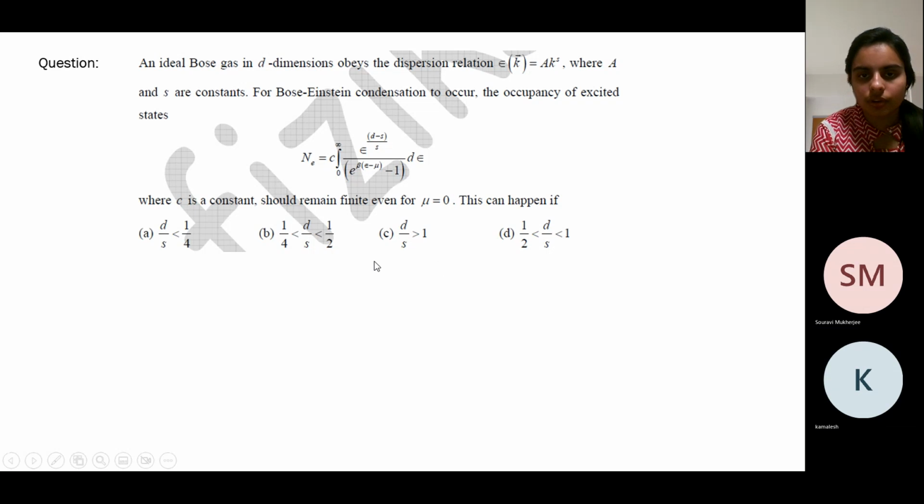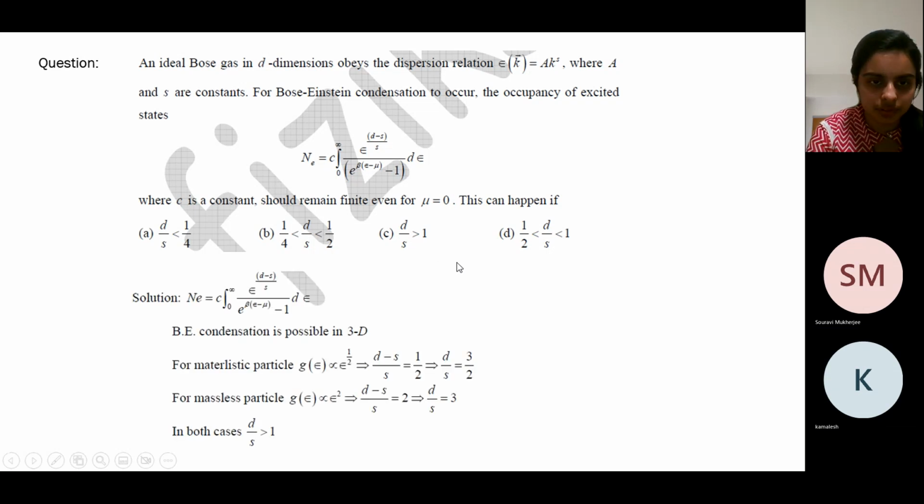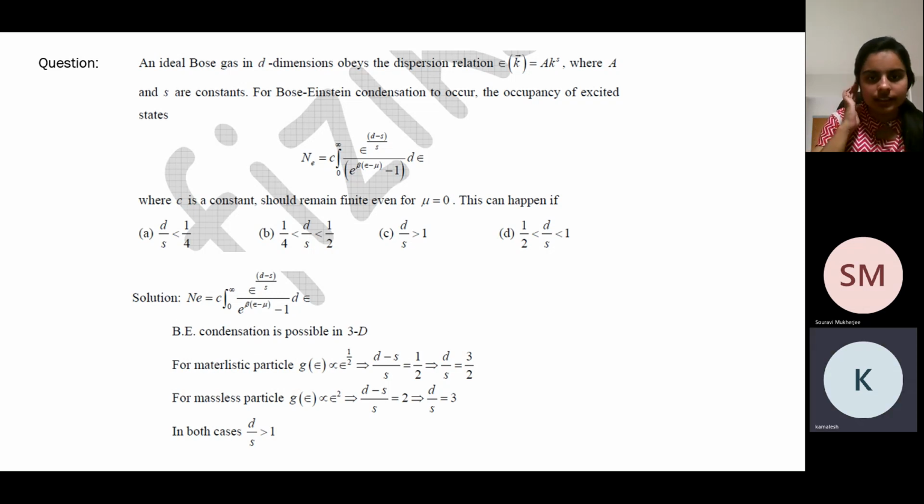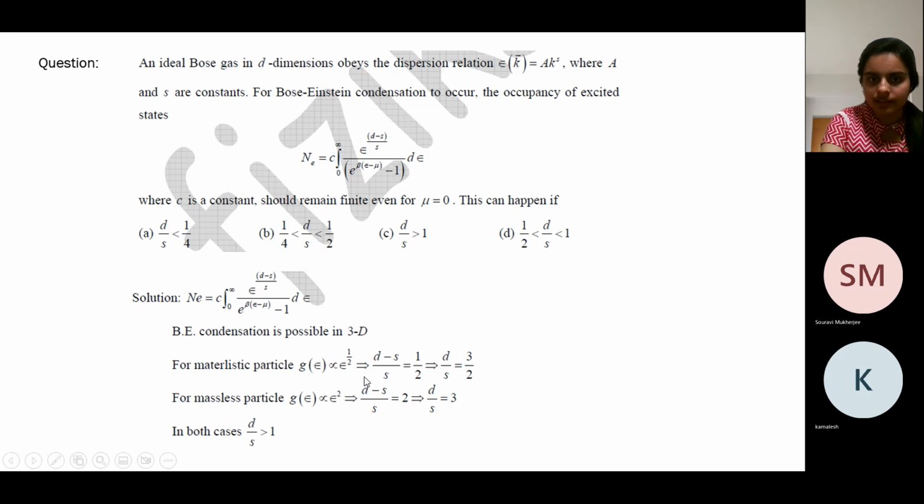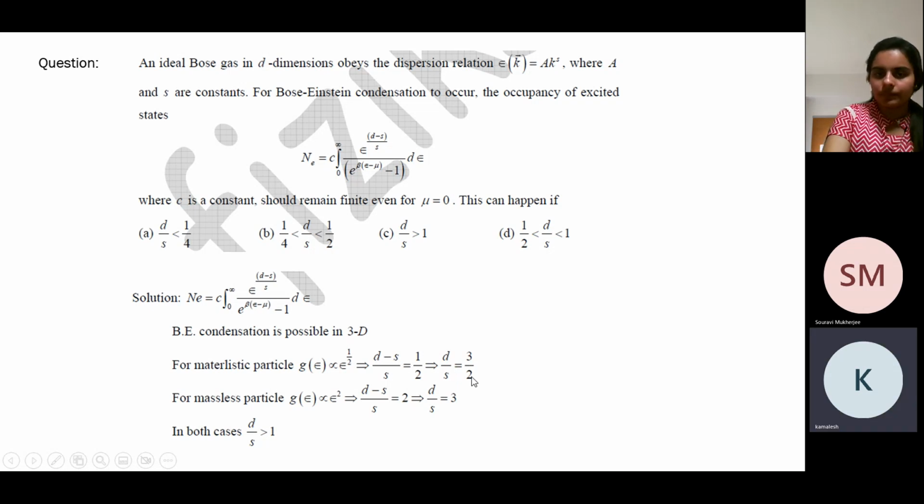Now you can also match with what we have done. We know that Bose-Einstein condensation is possible in 3D. So consider that d is the number of dimensions, so d is equal to 3, okay? And for massive particles, where the particles do have considerable mass, we know that the density of states goes as epsilon to the power half, right? So if you put (d minus s) by s as half, what do you get? You get d by s to be 3 by 2, right?